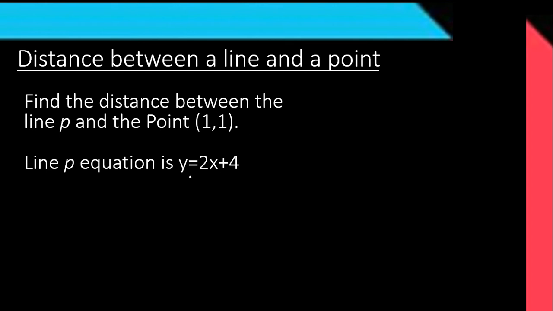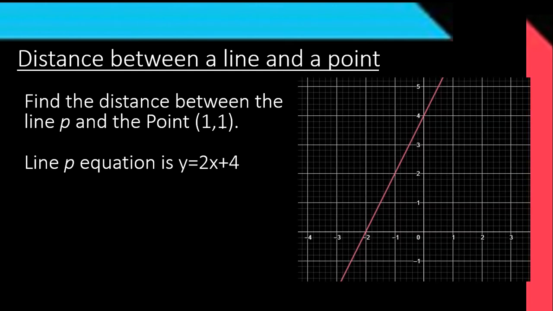So if I do this on a graph, the line is y = 2x + 4. And it wants me to find the distance from the point (1, 1). But then we could think, what distance? What part of the pink line are we trying to work out the distance from? So when we're looking for the distance, we're going to find the shortest distance, the shortest distance from this point to this line. To be able to do that, it's going to be the line that is perpendicular that meets the point and the line.